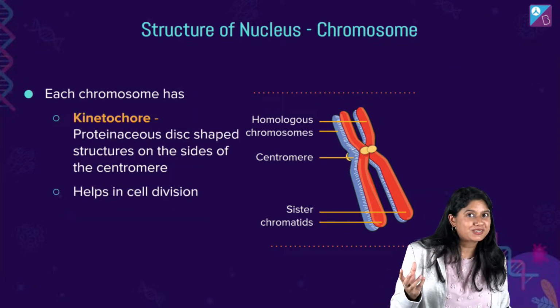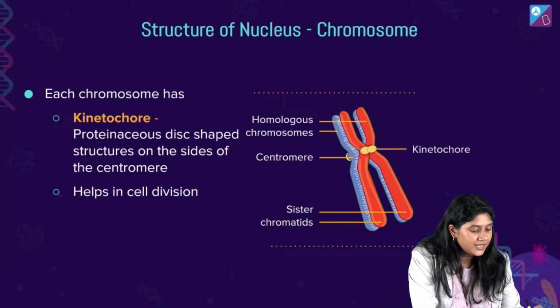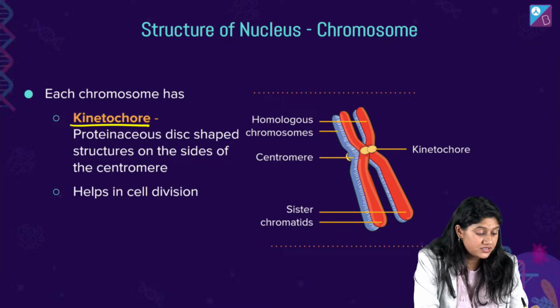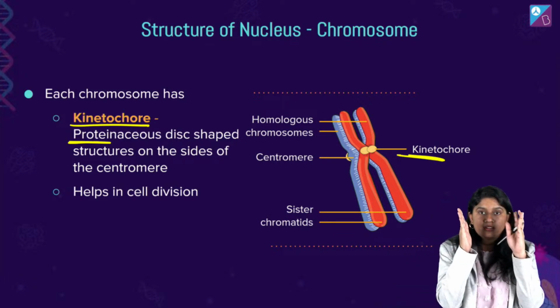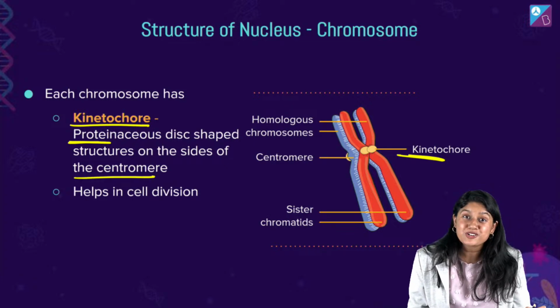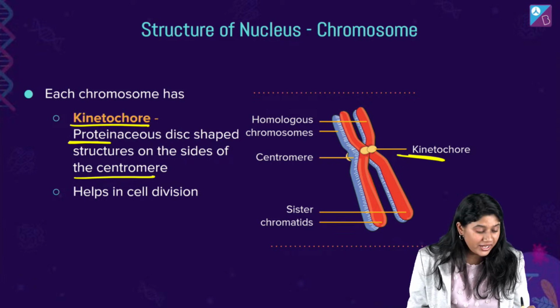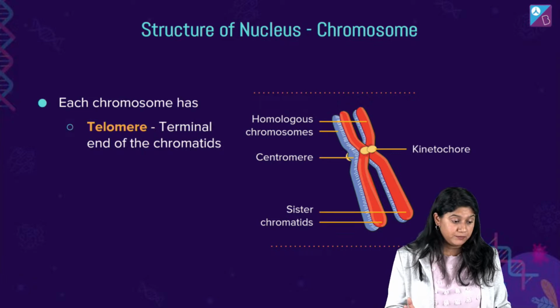We have one more special thing on the chromosomes, which are called as the kinetochores, right? They are the proteins, disc. ये प्रोटीन के होते हैं, disc like structure है, and they are on both the sides of the centromere, and they play a very important role in the cell division, right? We will learn more about it in the next chapter.